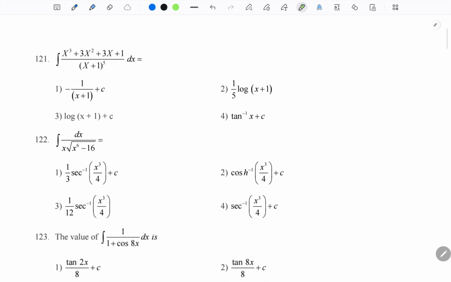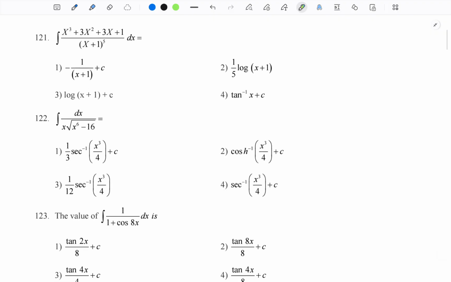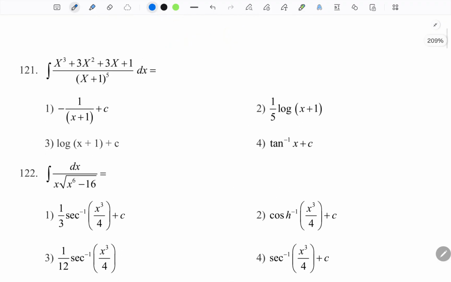First, observe question number 1. In this numerator part, in my observation, it is clearly a cube plus 3a square b plus 3ab square plus b cube. Instead of a, x is there. Instead of b, 1 is there. It is nothing but (a plus b) whole cube, here (x plus 1) whole cube. Observation over, right? Now apply the concepts.